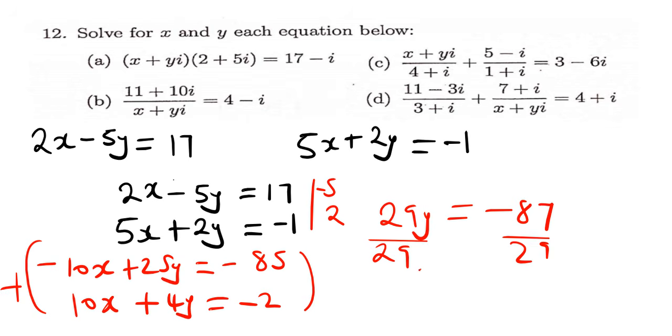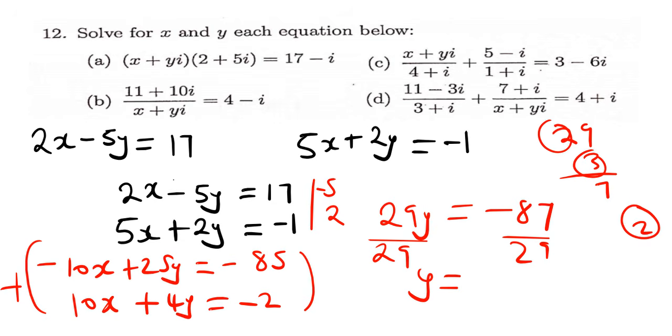So y in this case is going to be negative 87 over 29. I think it's going to be 3, because 9 multiplied by 3 is 27, then 3 multiplied by 2 is 6, 6 plus 2 is 8. So we are able to see that this is negative 3. So y is equal to negative 3.